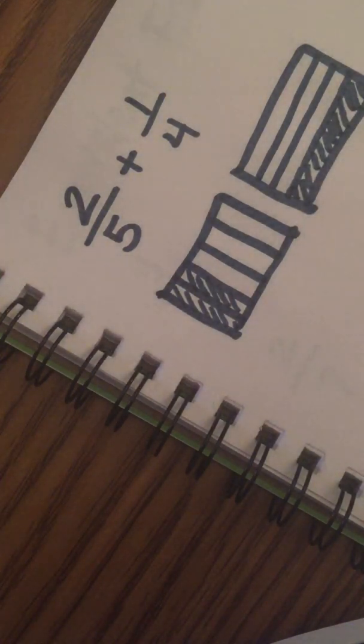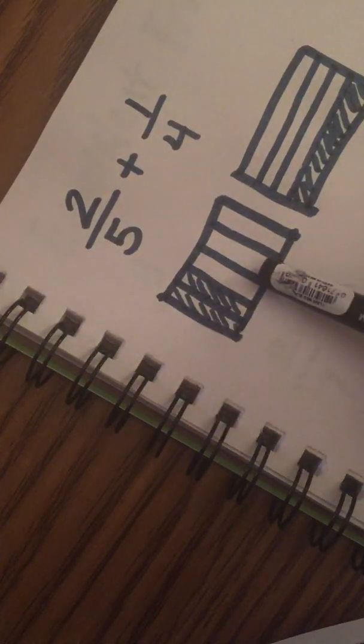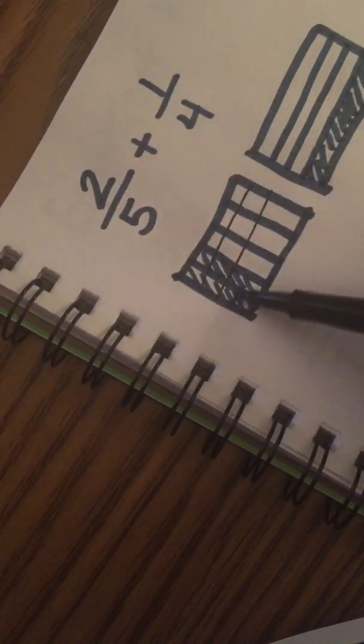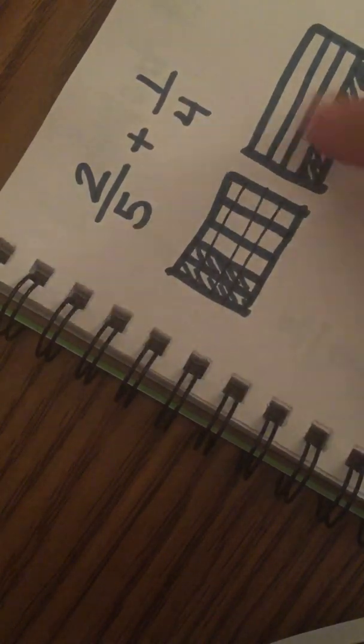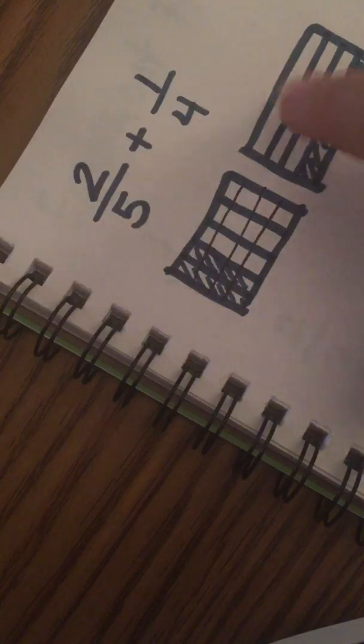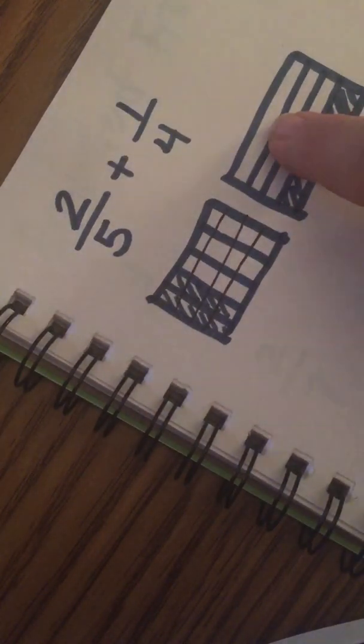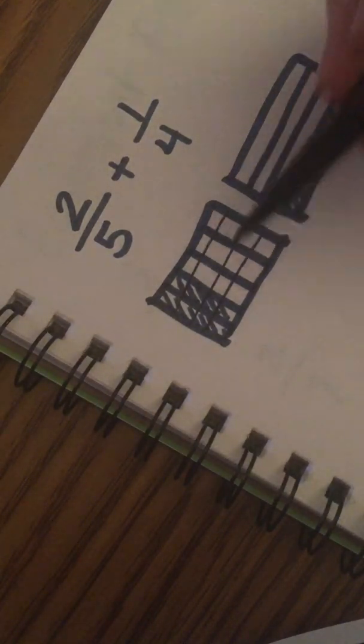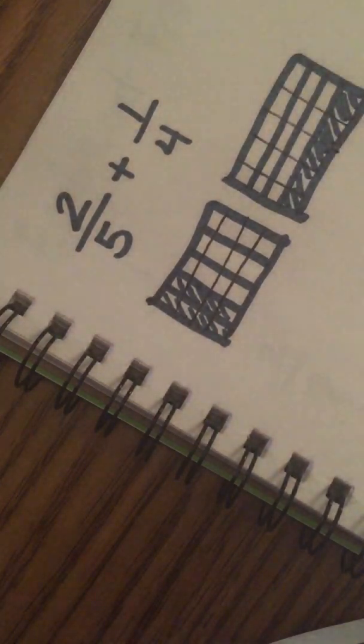So now you just flip-flop. So this was fourths, this was fifths. We're going to make this into fourths now. So I'm going to draw 3 lines, 1, 2, 3. And this one was fourths, so I'm going to make this into fifths by drawing 4 lines up and down like I did over here before. 1, 2, 3, 4.